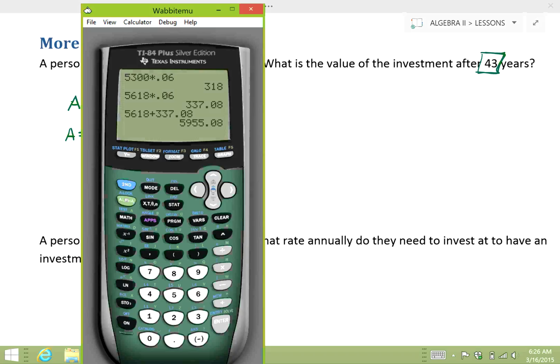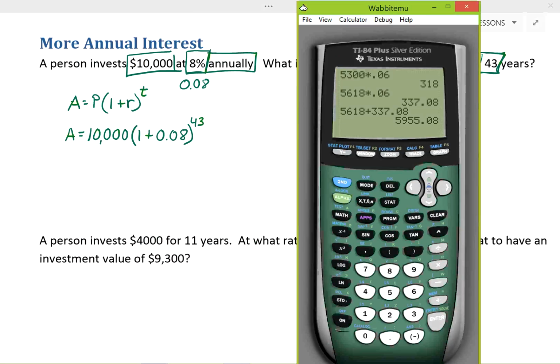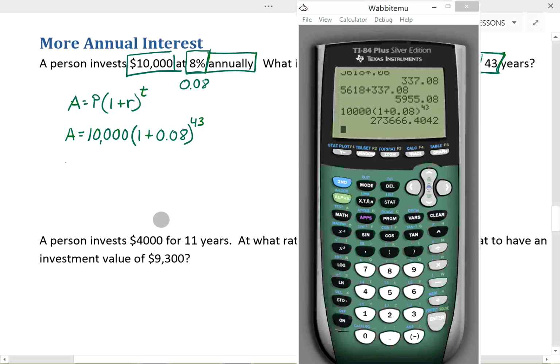Getting that calculator out. We can now go 10,000 times 1 plus 0.08, close that off, to the power of 43. And we end up getting A is equal to $273,666.40.